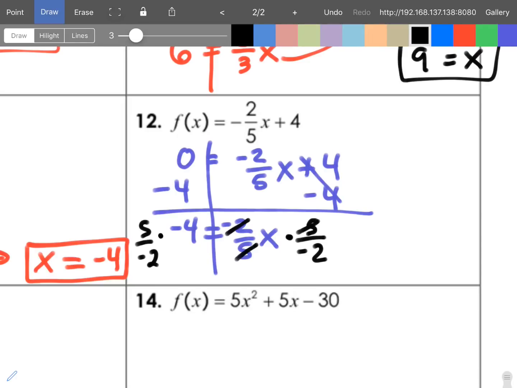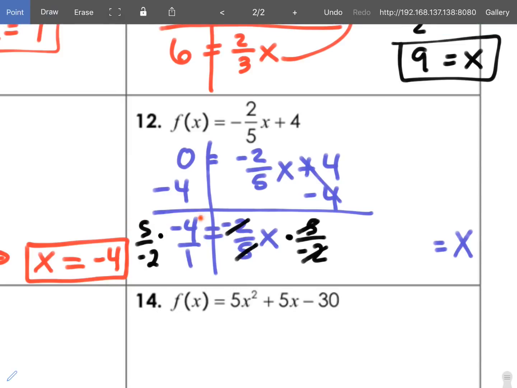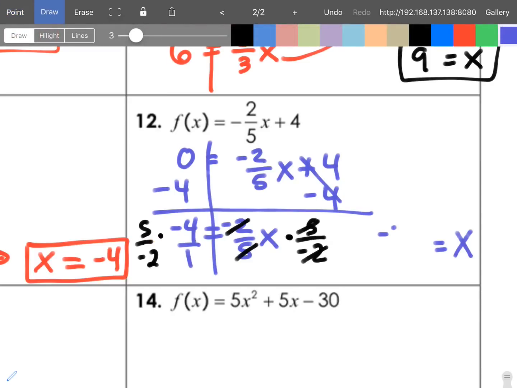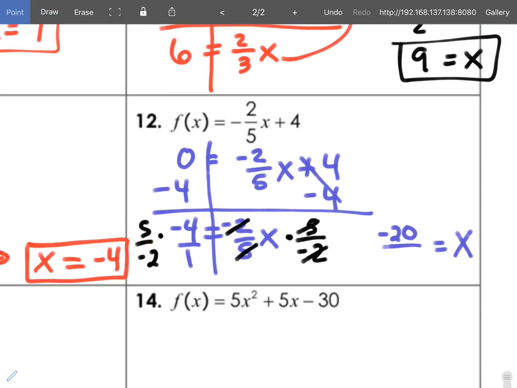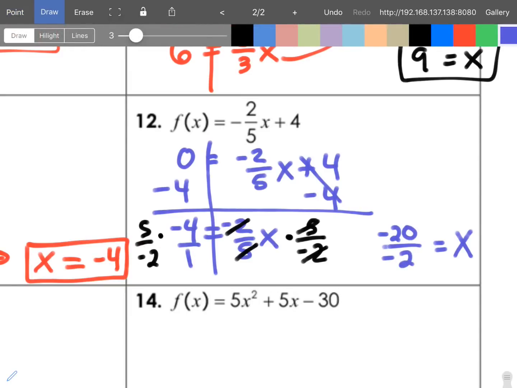This cancels. This cancels. I have x left on by itself on one side of the equation, and then I'm going to put this over 1 to multiply fractions. So now I'm going to be multiplying across. 5 times negative 4 is negative 20 over negative 2 times 1 is negative 2. Negative 20 divided by negative 2 is positive 10.